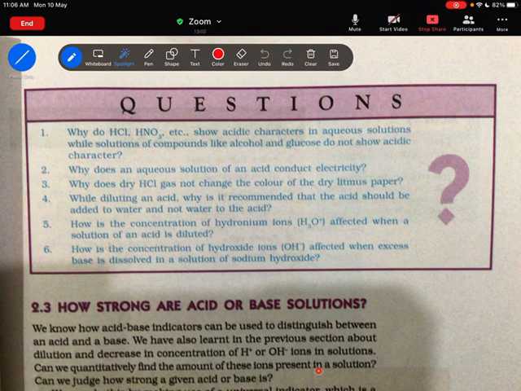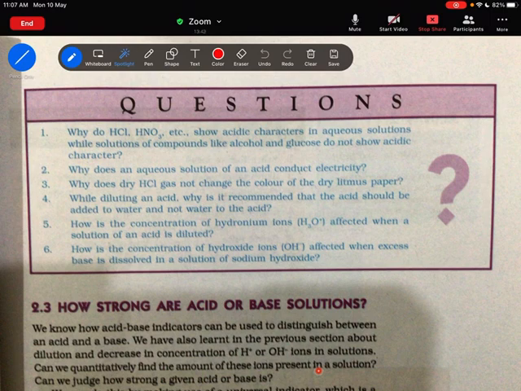You know that litmus paper is an indicator. Similarly, a universal indicator shows different colors at different concentrations of hydrogen ions in the solution. Suppose there are more H+ ions or hydronium ions, it will show one color. Fewer H+ ions, the paper will show another color. If it is basic, another color. Less basic, some color. More basic, another color.